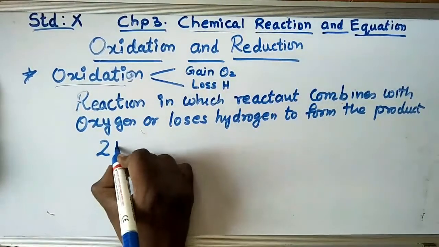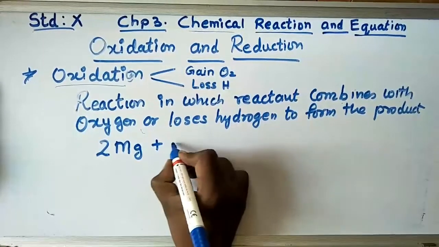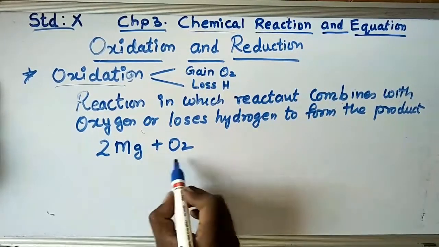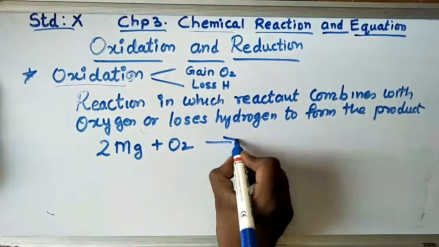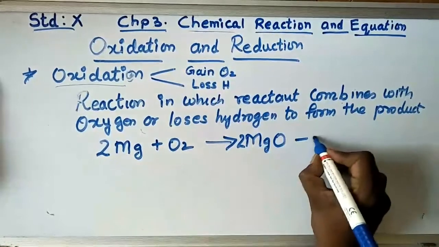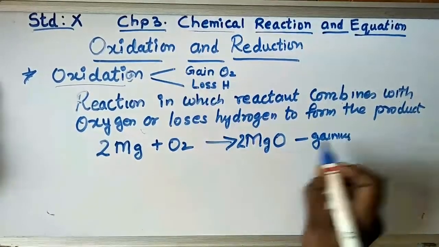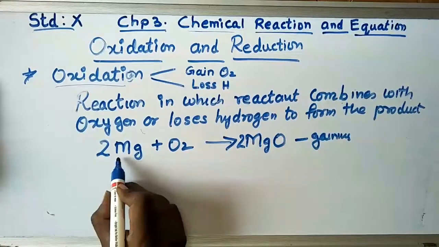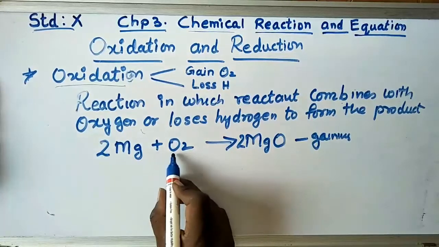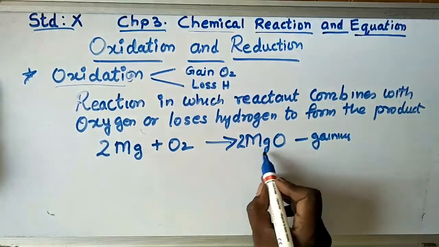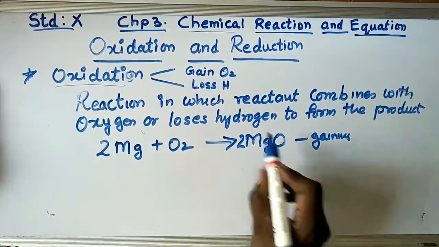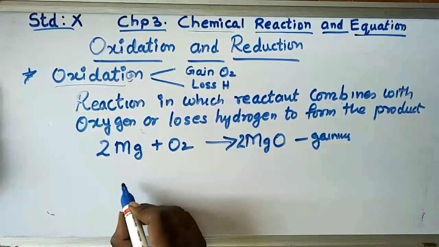Let us take some reactants: Mg, 2Mg plus O2. Here, in this reaction, the reactant is combined with oxygen. That means in the product, the Mg is gaining the oxygen. In the reactant, Mg is alone. But now it combines with oxygen and it becomes 2MgO. That means the product MgO is gaining the oxygen. So gaining of oxygen means it is oxidation.